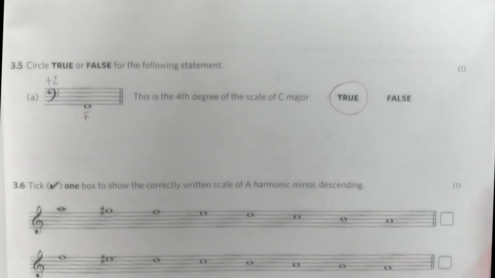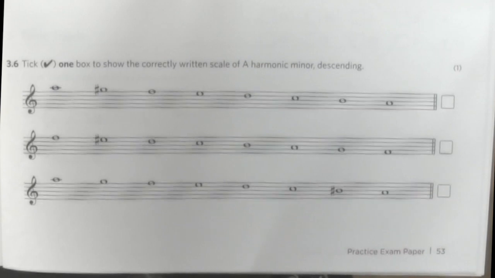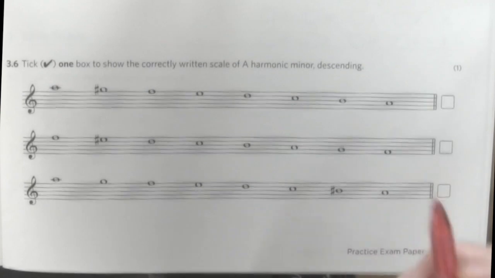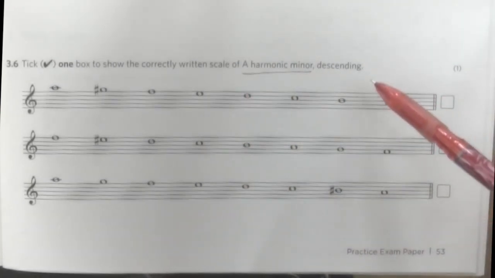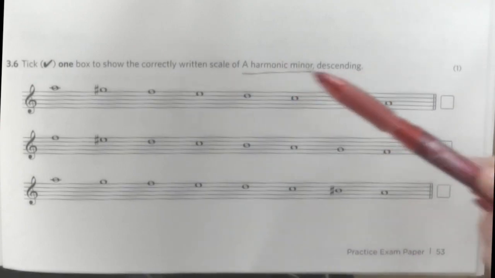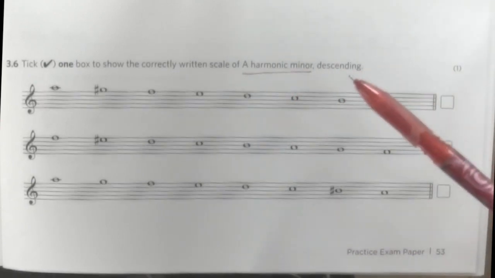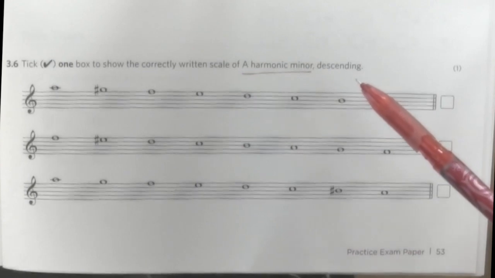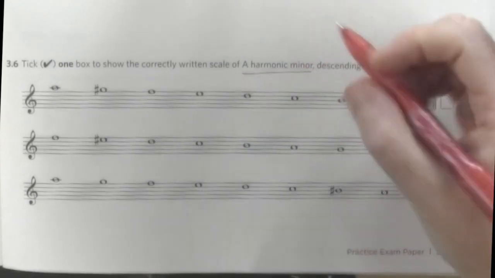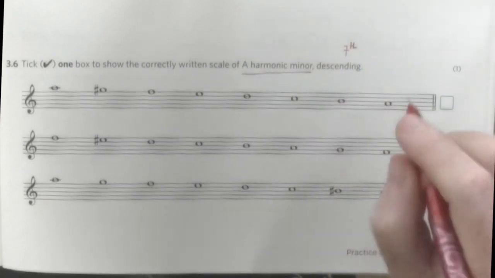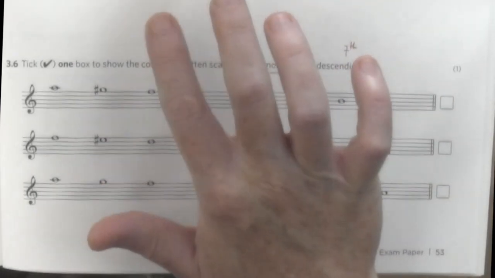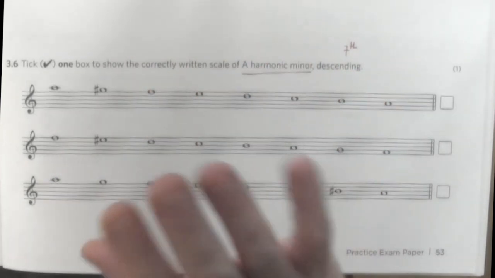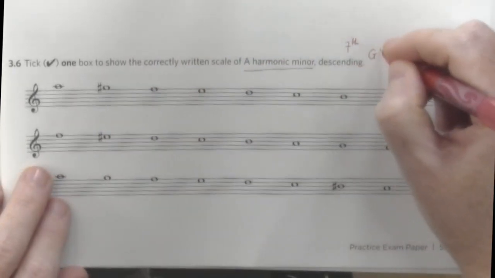Question 6. We need to tick one box that shows the correct scale of A harmonic minor descending. Now, the descending or ascending version of a harmonic scale is the same. So we only need to have, as I said, the leading note raised. So the 7th degree raised. What is the 7th degree? La, Si, Do, Re, Mi, Fa, Sol. This is the 7th degree, number 7 note in the scale. So we need to have Sol sharp.